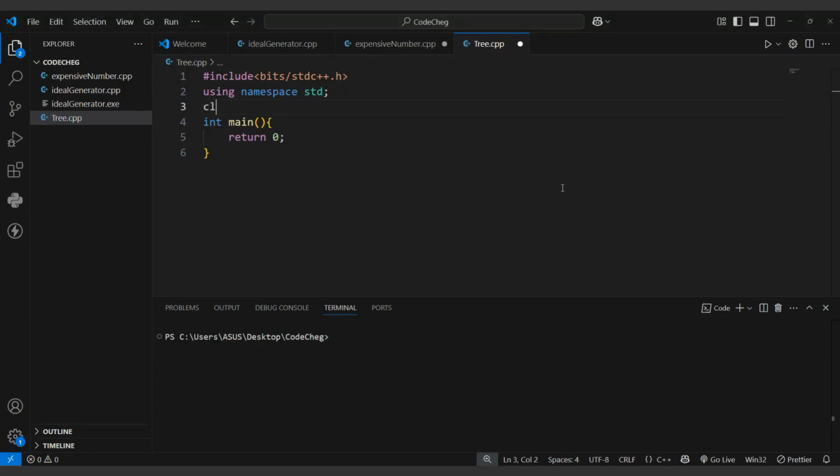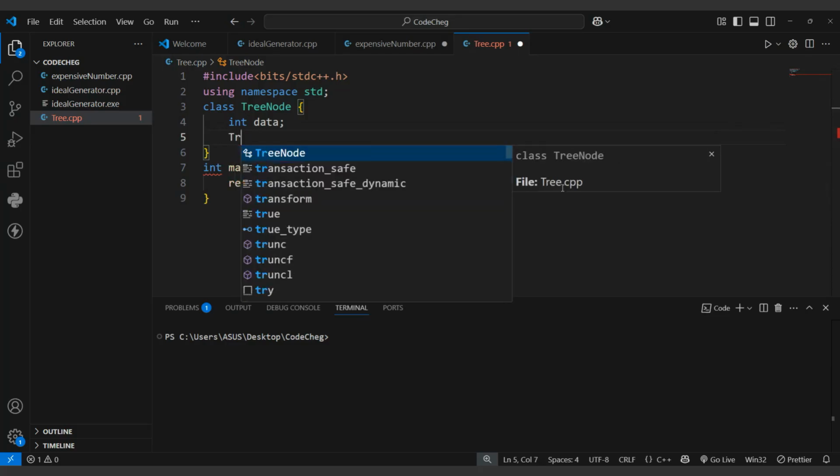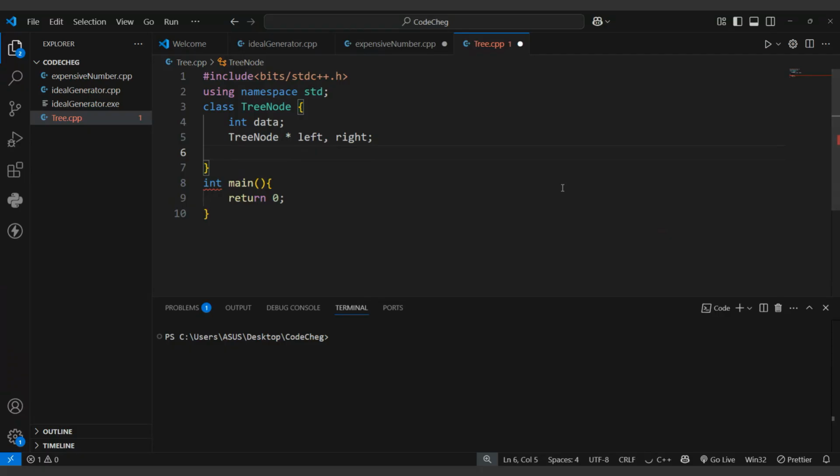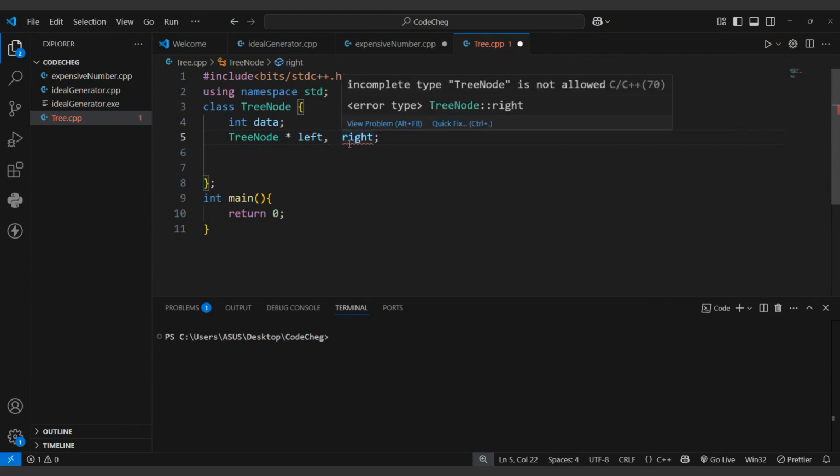Okay, class, what is the first step we are doing? We are creating a class of tree node type, and in this class we are creating int data and two pointers, left and right, and a semicolon. Someone mentioned it. Why is it not working? Okay, let's write it on a separate line.